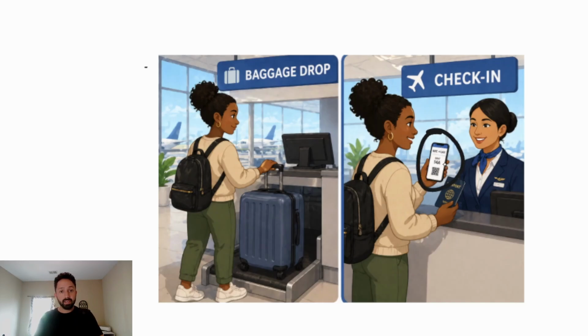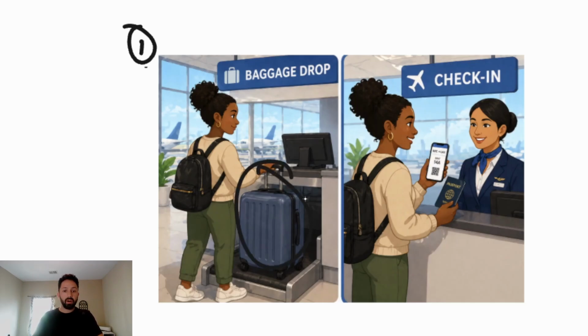Next is your ticket. And you usually have your ticket on your phone. Sometimes you can have it printed out in your hand. But that is the first step. You are going to do check-in where you show your ticket and your passport, and you are going to drop off your luggage. That is the first step.